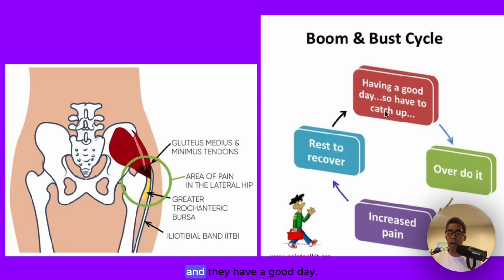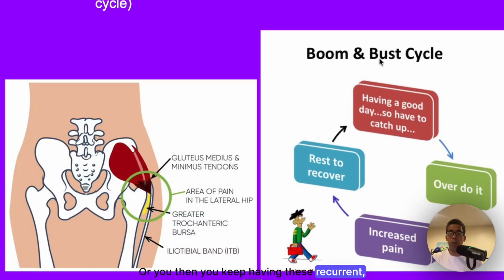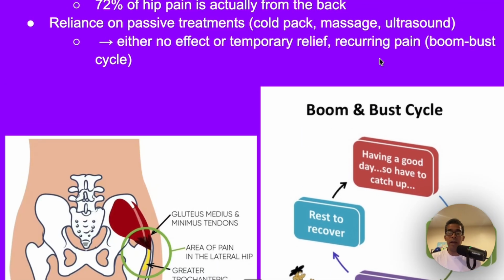They start running again, and they have a good day. Oh, I'm going to go on a long run. Then they overdo it. Boom, increased pain again. You get in this boom-bust pain or injury cycle, or you keep having recurrent hip pain issues, because you actually never fully strengthen the tendon. You just help the pain kind of calm down.